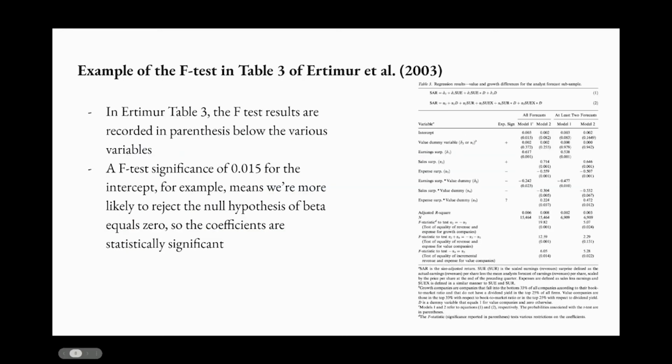Finally, let's look at how the f-test was applied in Erdemer et al. 2003. In Erdemer et al. 2003, Table 3, the f-test results are recorded in parentheses below the various variables. F-test significance of 0.015 for the intercept, for example, means we're more likely to reject the null hypothesis of beta equals 0, so at least one of the coefficients is statistically significant and different from 0.